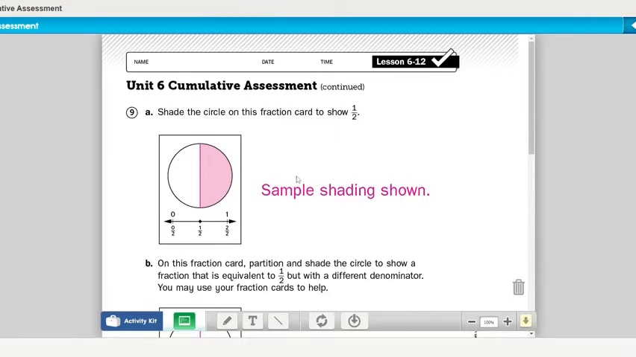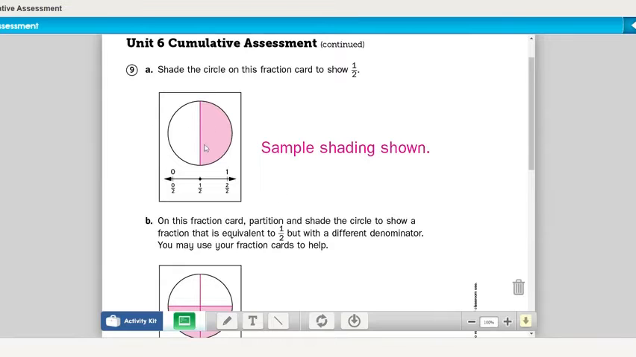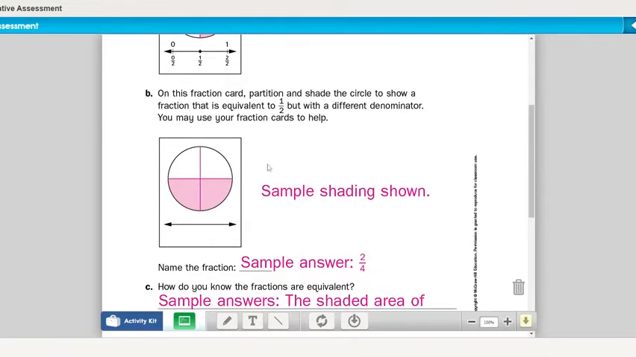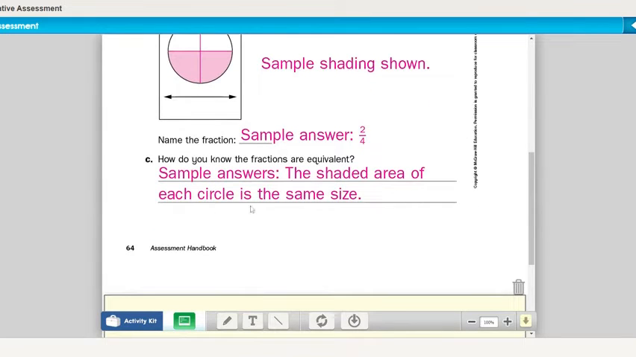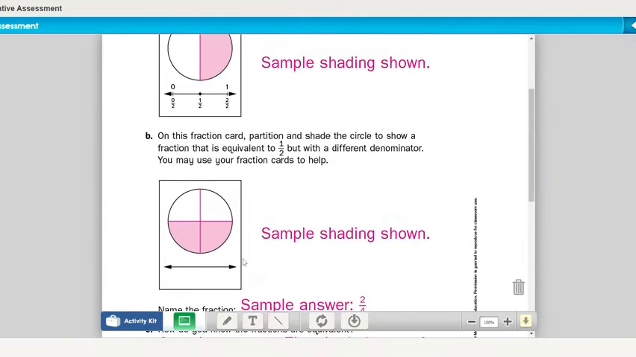All right, this is some sample shading for the card. You have to have half of it colored. Now this one, you had to have half, but you had to divide it into 4 first. The name of the fraction is 2/4. The shaded area of each circle is the same size. And that's how you know that this and this are equal.